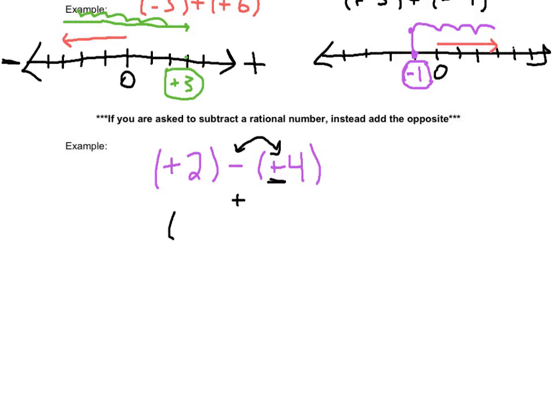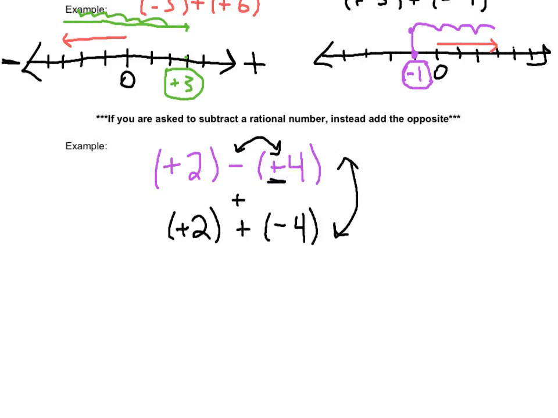So this instead would be positive 2 plus negative 4. Okay? These are exactly equivalent. There's no difference between them. And if we do that, then we've already done this method, right? It's no different than the methods that we did just right above.